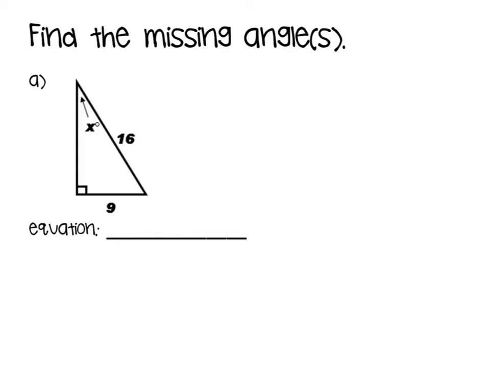Example 1 says find the missing angle or angles. We're going to do this very similar to what we did on the previous lesson. We're going to find the angle that's missing. I'm going to start by marking it, and that would be x. Then I'm going to label my sides. I have the hypotenuse, and I have the opposite. Remember, the opposite side is always across from the angle.